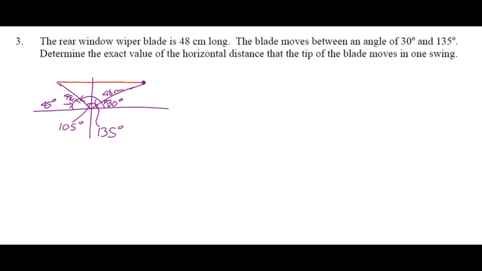All right, so we've drawn the diagram and we have listed all possible knowledge, right? We've got a 30-degree angle, we've got 135, the angle between the 30 and 135 is 105, the reference angle for the first one is 30, the reference angle for the second one is 45. Now, what do we got to figure out? Get the horizontal distance. How are we going to do that? What do we need?